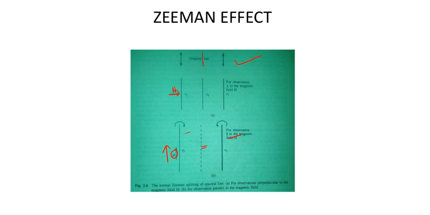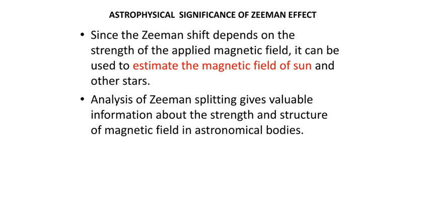Now you know what the physical or astrophysical significance of the Zeeman effect is. Remember, we are studying astrophysics, and the Zeeman effect is studied as a part of learning astrophysics. What is the significance of the Zeeman effect? That is always worth mentioning. The Zeeman shift depends on the strength of the applied magnetic field, whether in a lab or the magnetic field produced by a heavenly body like any star. It can be used to estimate the magnetic field of the Sun and other stars.